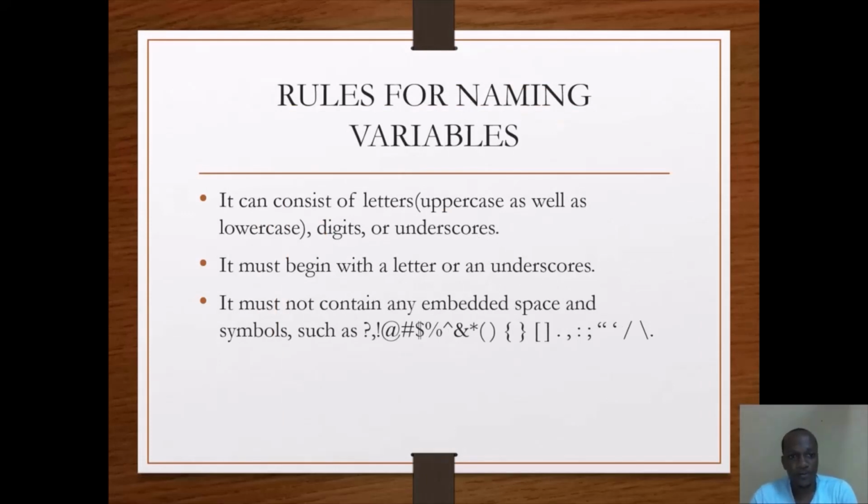Rules for naming variables. Before you name a variable, it must abide by these three rules you see on the screen. Firstly, your variable must consist of letters, which can be uppercase or lowercase, digits, or underscore. Secondly, it must begin with a letter or an underscore. And lastly, it must not contain the special characters you see on the screen: question mark, exclamation mark, dollar sign, percentage, and all the various special symbols you see on the screen.